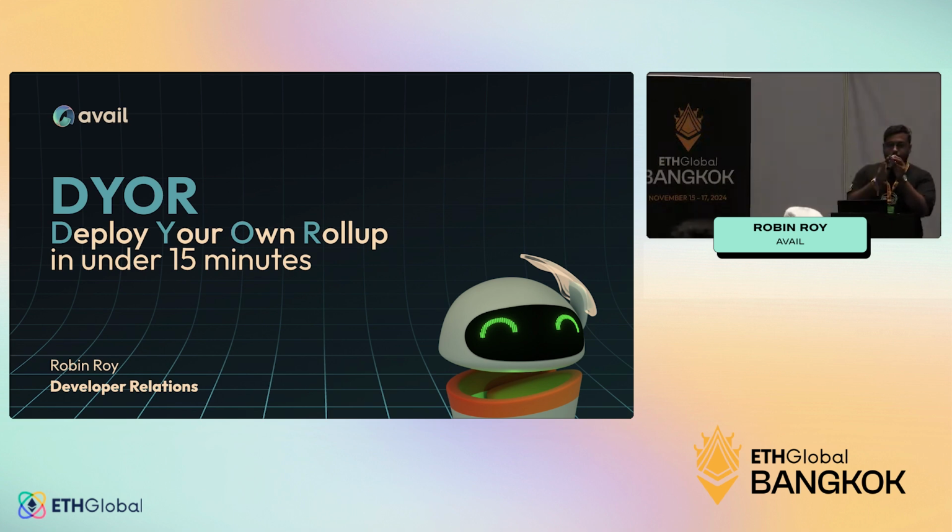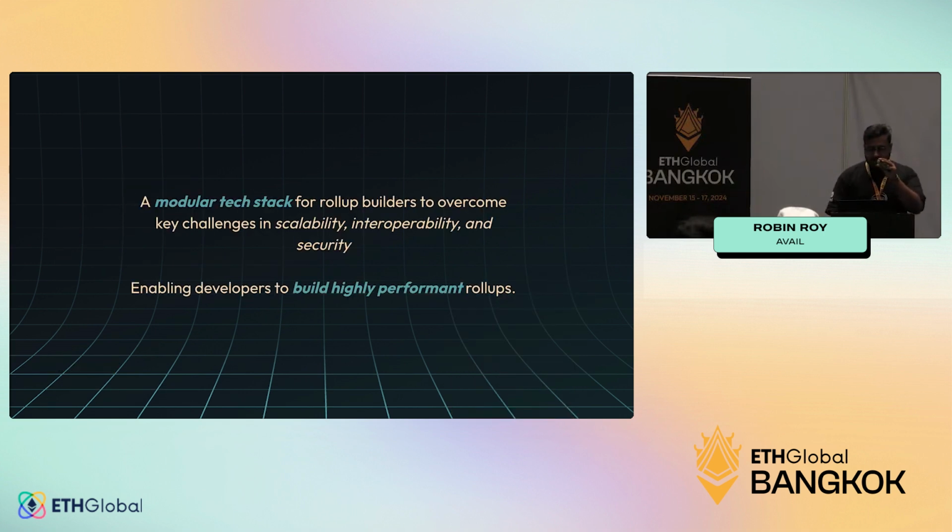So today we are going to be covering how to deploy your own rollup in under 15 minutes. Bold claim, we have 30 minutes, so let's see if we can actually deploy something in under 15 minutes. Essentially, I'm Robin Devrel from Avail. Avail is this modular tech stack for rollup builders to overcome challenges such as scalability, interoperability, and security.